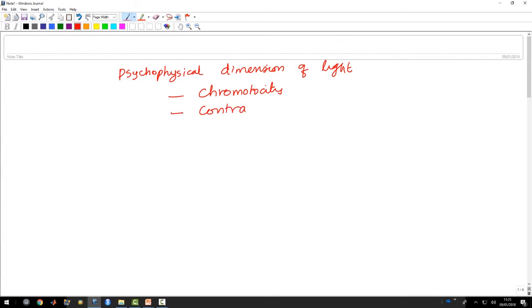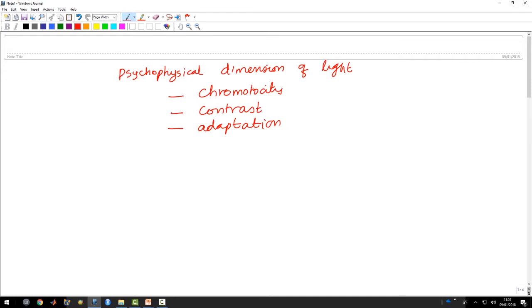Contrast talks about the apparent appearance of the light when two different intensities are involved. Adaptation: over a time when the light is exposed to the photoreceptors, how its response is actually changing, there is the adaptation. These are all psychophysical dimensions of the light which we need to be aware of.